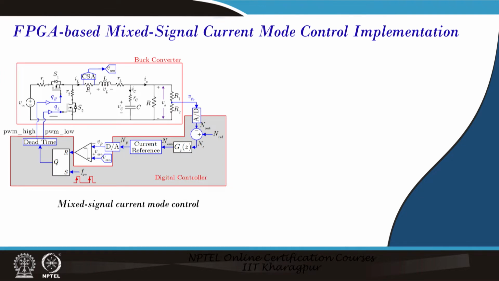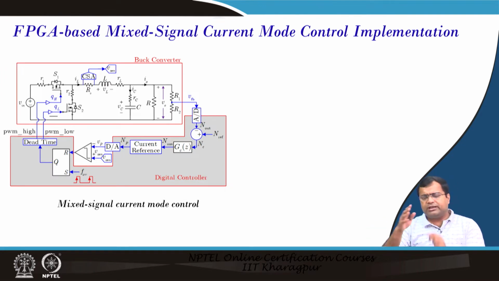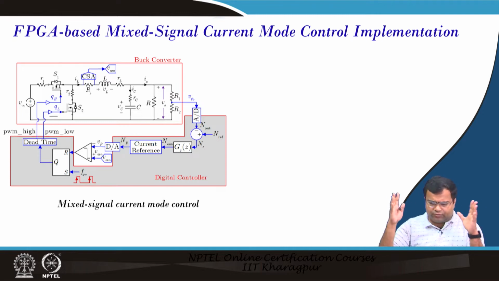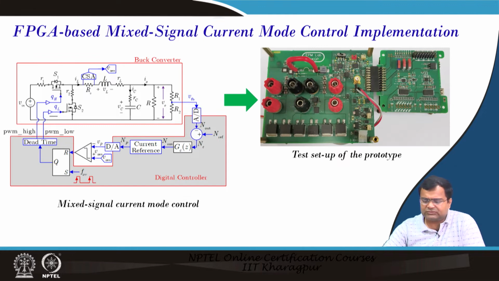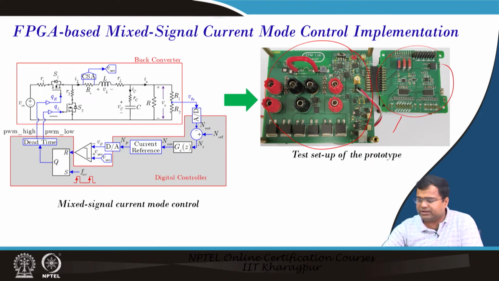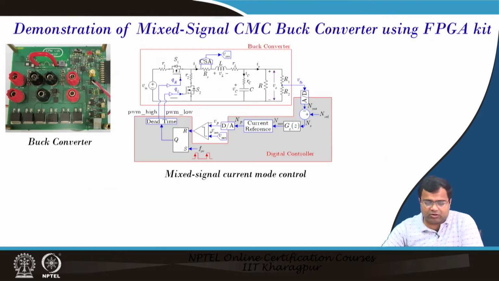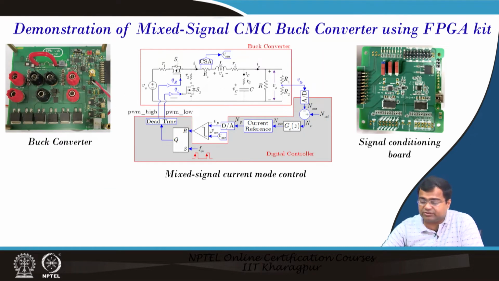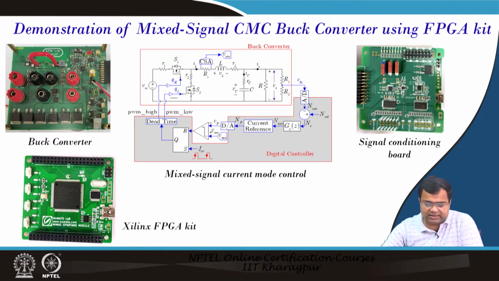We have discussed mixed signal current mode control in lectures number 75, 76, 77 and 78, all four lectures in sufficient detail. This is a test prototype of the buck converter, the power converter, the signal conditioning board, and below we will be using the FPGA. These are the buck converter, the signal conditioning board and the Xilinx FPGA.